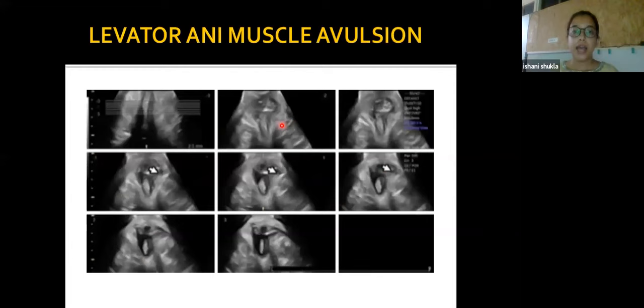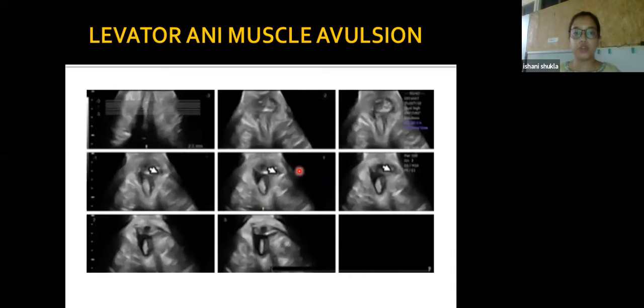In another tomographic ultrasound image, in the first 2 sections, we can see the levator ani is intact. In the subsequent four sections, on the right side here, we can see there's a hypoechoic area. So this is left side levator ani muscle avulsion. The causes include vaginal delivery. Any cause of trauma leads to levator ani muscle avulsion.